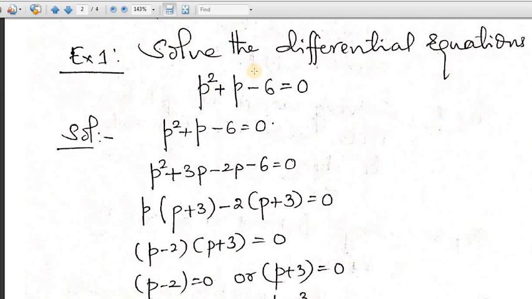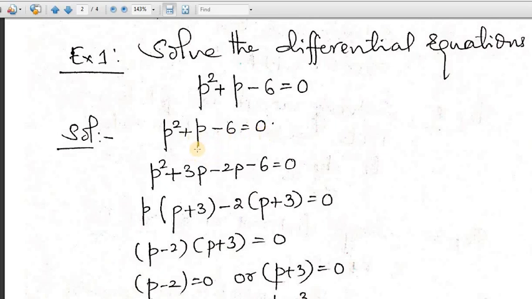Now it looks like an algebraic equation. We have to solve this equation initially as an algebraic equation. Later we have to solve this differential equation by the integration method. So the given equation is p square plus p minus 6 equals 0.